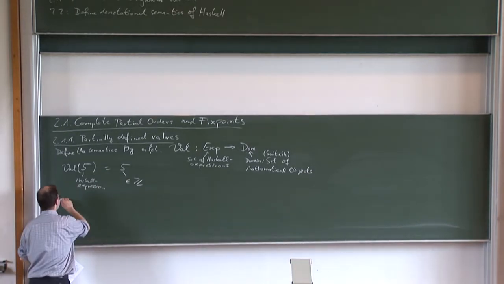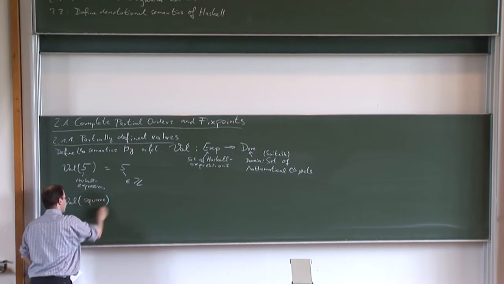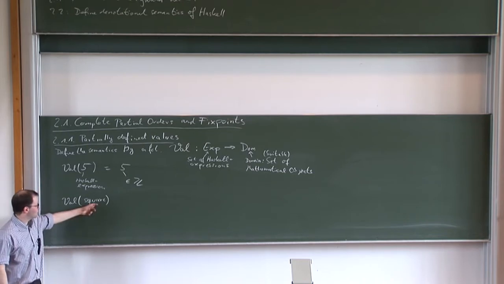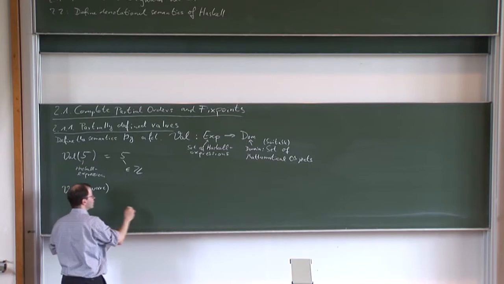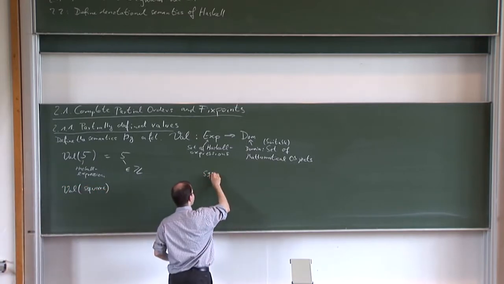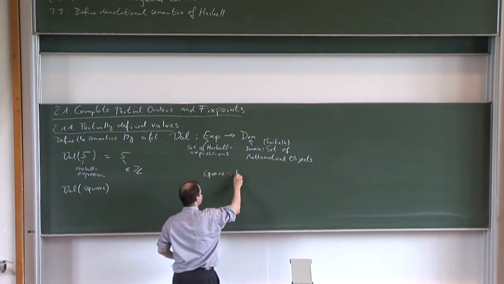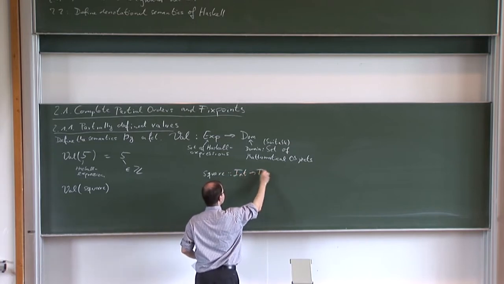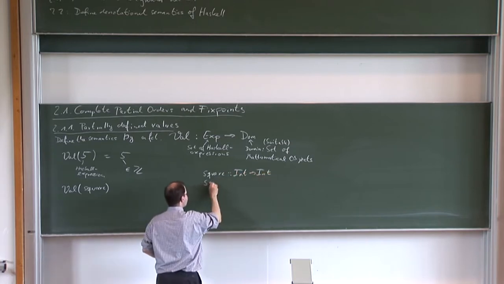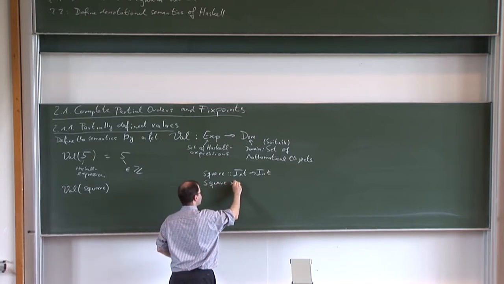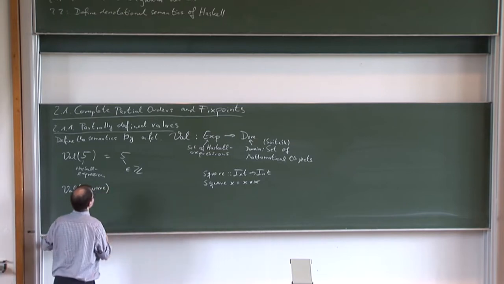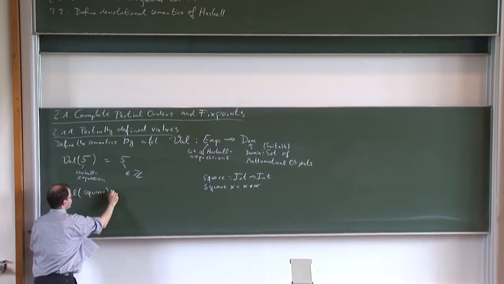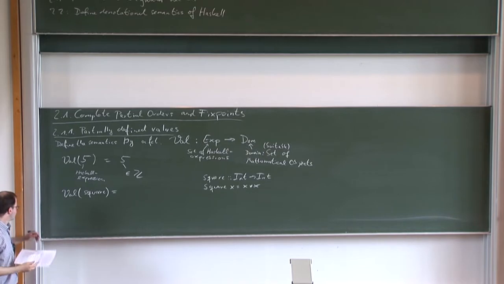Maybe another example. What should happen with an expression like this? Now assume square is defined like this. So let me define square. Square should be a function from int to int, and we define it as usual. So square of x should be x times x. Well, this is the first idea. How do we do here?